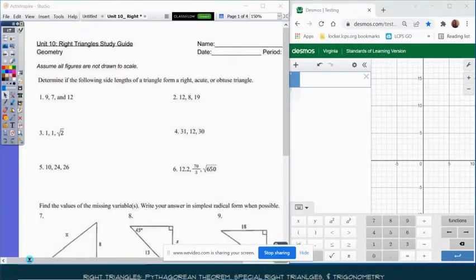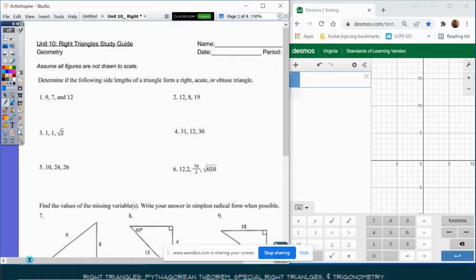Welcome. We'll be going through our right triangle study guide for Unit 10 in geometry, going over Pythagorean theorem, special right triangles, and trigonometry. The first section of questions here asks us to identify if the side lengths provided can form a right triangle, acute triangle, or obtuse triangle for us.